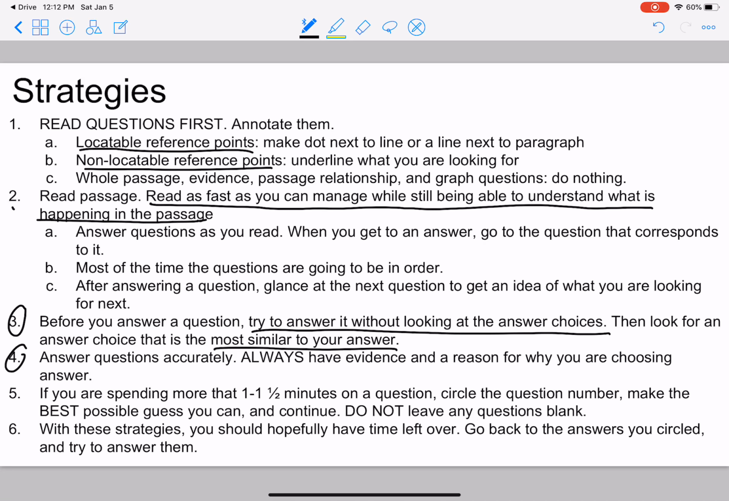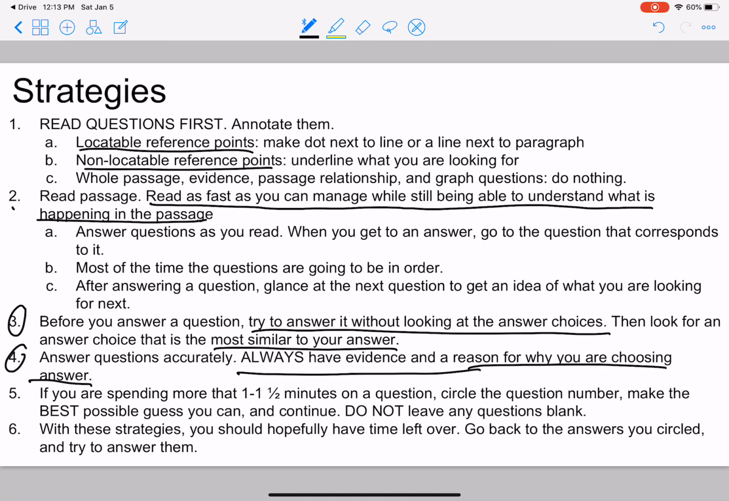Number 4, answer questions accurately. So always have evidence and a reason for why you're choosing an answer. So if you said Lemmy closes a history book because he's bored, because it makes sense, that's not a good answer. But if he closes the history book because he was bored, because the passage says specifically Lemmy closed the history book because he was bored, then that's okay. So you told yourself, he closed the book because he was bored, because it says right here on line 14, Lemmy closes the history book because he was bored. So I'm going to answer that. That's perfectly fine. That's what you should do. You need to make sure you have evidence and a reason why you are choosing an answer.